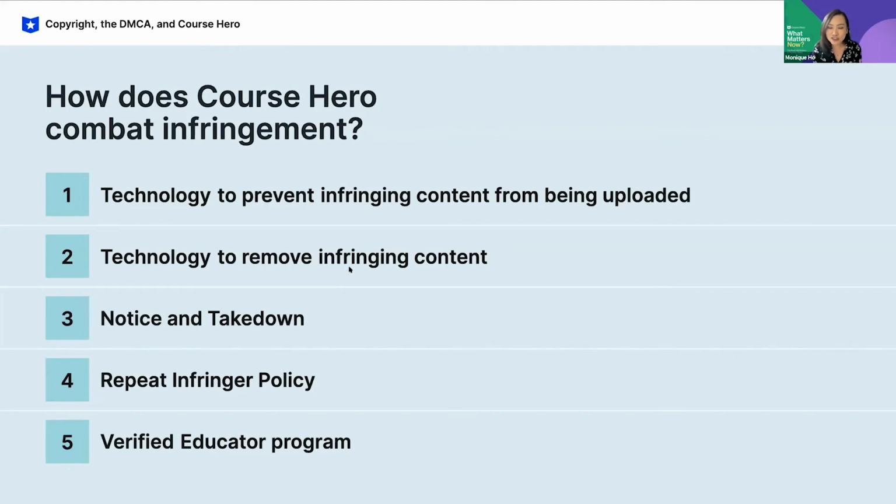There are things that Course Hero does to combat content infringement that is very proactive. And some of the proactive things that we do is by using technology. Technology in a couple of different ways. We use machine learning to prevent certain content from being uploaded that has image files that we know of that is copyrighted, that has certain logos or has certain disclaimers that we have in our files. We also use technology to prevent content from being uploaded that already exists on our platform.